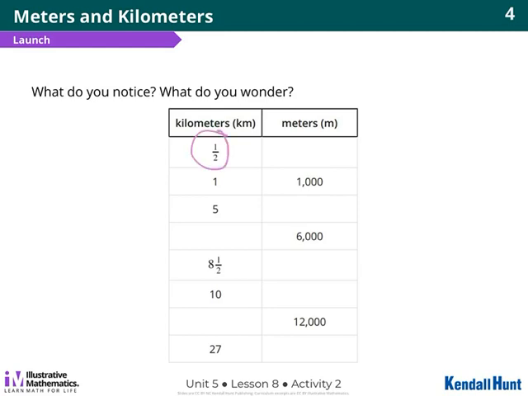Yes, Hadley, there are fractions. What did you notice? I noticed that some are blank. I'm wondering why. There's kilometers and meters. Good. We got to notice the titles of our columns. Quinn: I noticed a table, and I wonder why they used a table. That's a really good question.